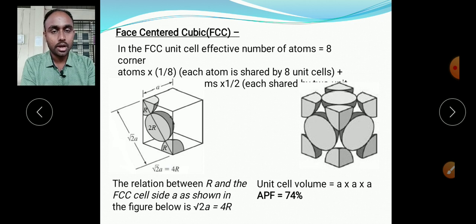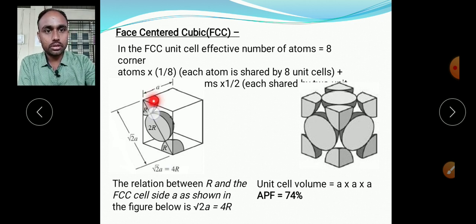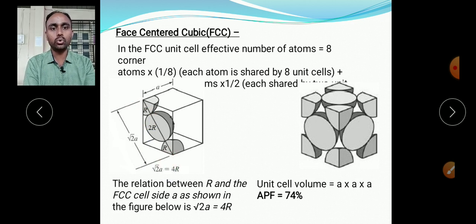R is what? Radius of your atoms. And again, now this cubic cell is also having lattice parameter or the cube of side a. So, this side is a and this side is also a, because it is a cube. Now, this is a and this is a right angle triangle. So, this is the hypotenuse of the right angle triangle, and it is root 2a. Yes or no? It is root 2a.